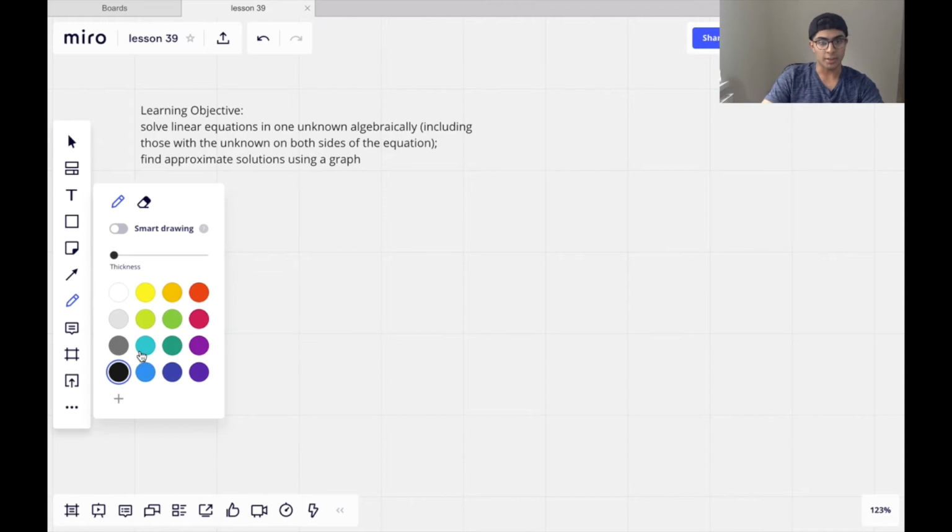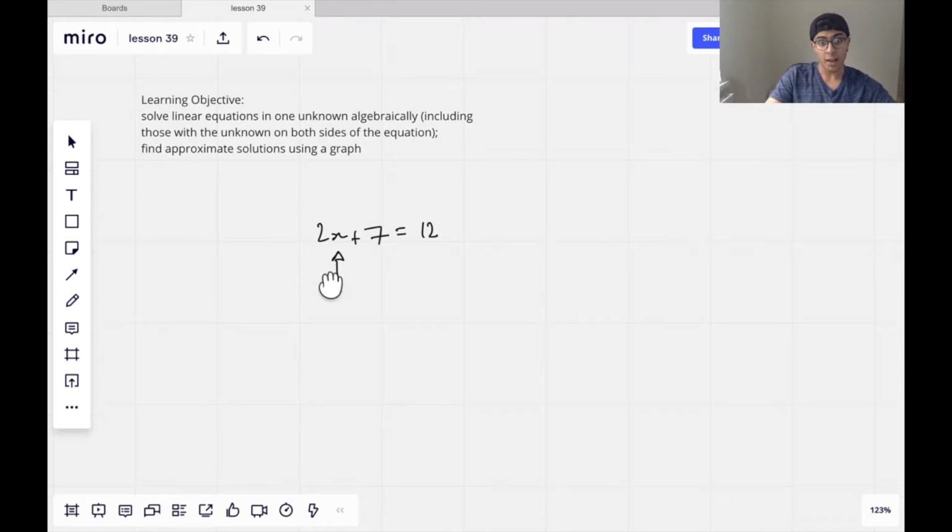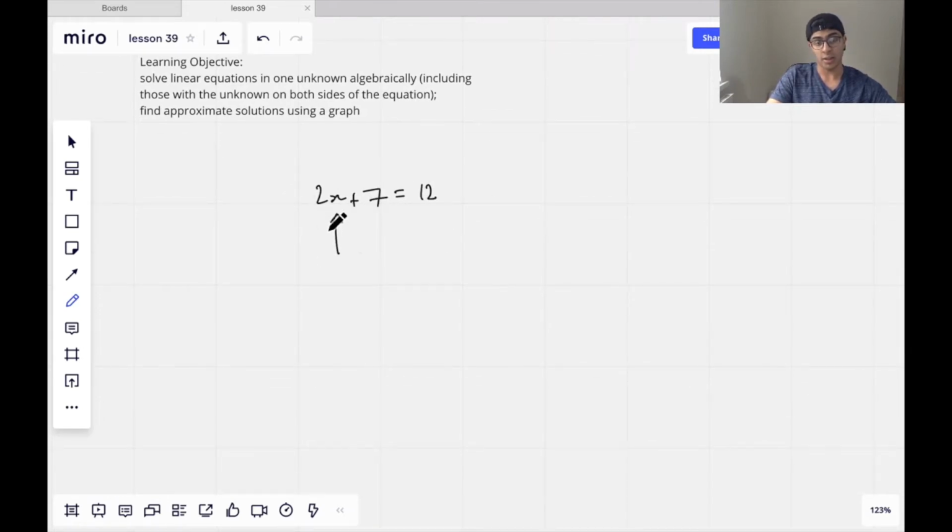If you remember, basically an equation is something like 2x plus 7 is equal to 12. And an equation is only true for certain values of this x. It's not true for every value. That's just a quick reminder of what an equation is. And when it comes to equations like this, there's a big principle in math. Well, actually, let's try solving this first.